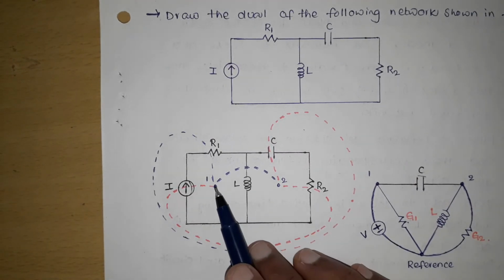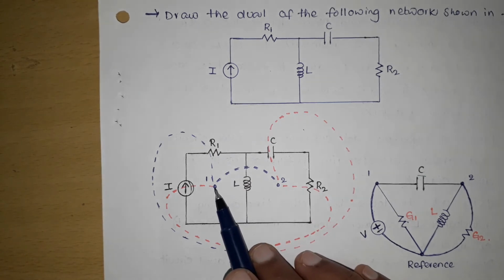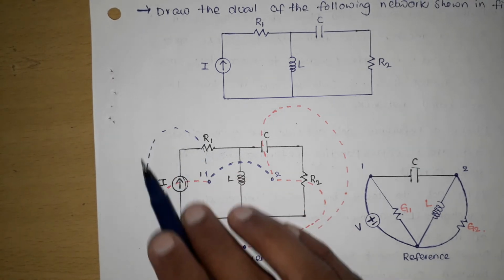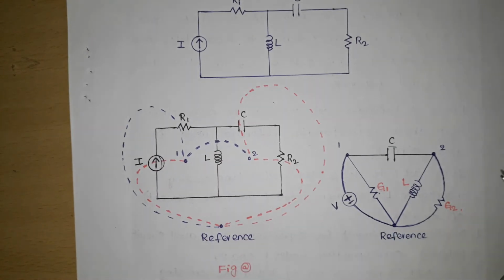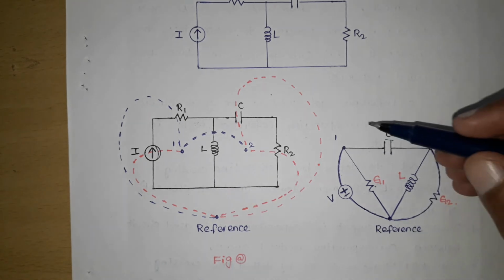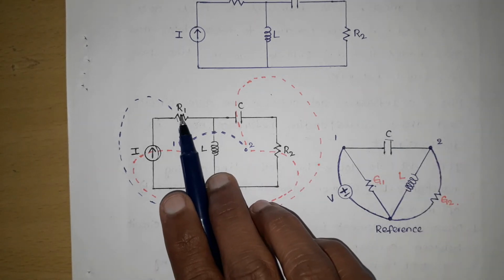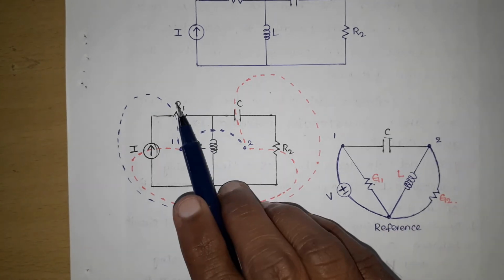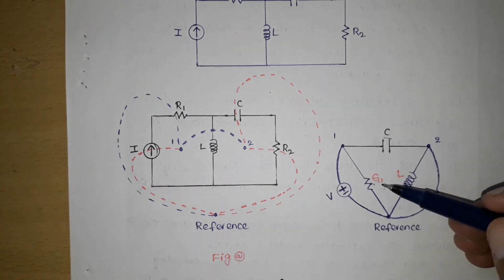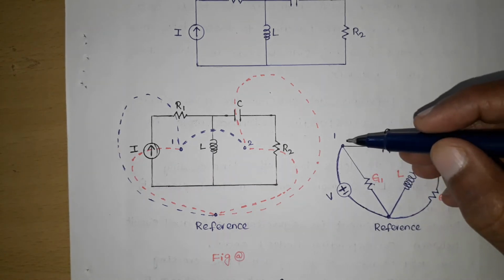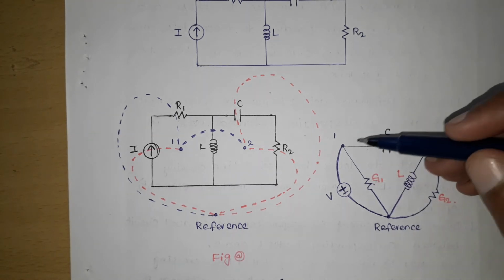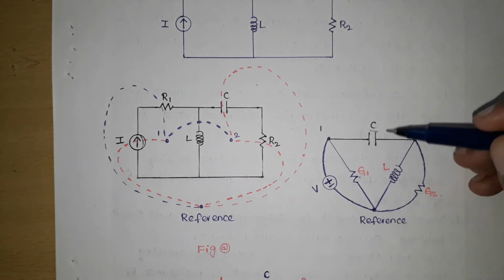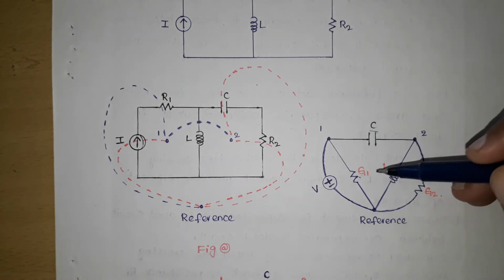Now we have to draw this dotted line from node dot 1 to the reference dot through R1. And similarly in the dual circuit, we have to take the dual element of R1 in between the first node and the reference node. The dual element of R1 is conductance G1. So we have to connect that conductance in the dual circuit in between the first node and reference node. So now we completed the capacitor and G1.